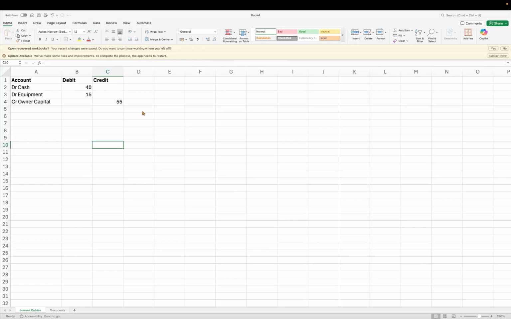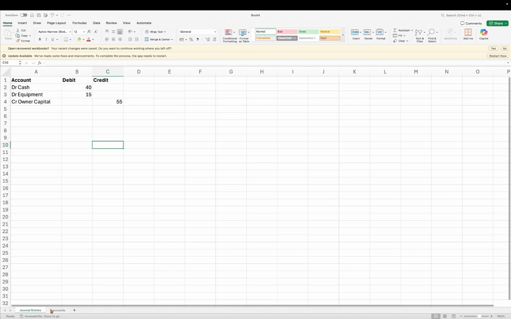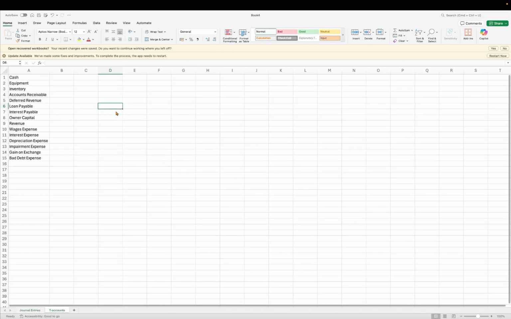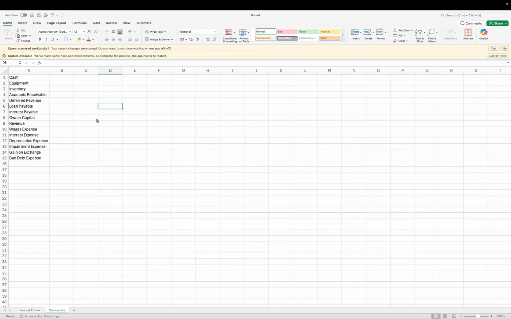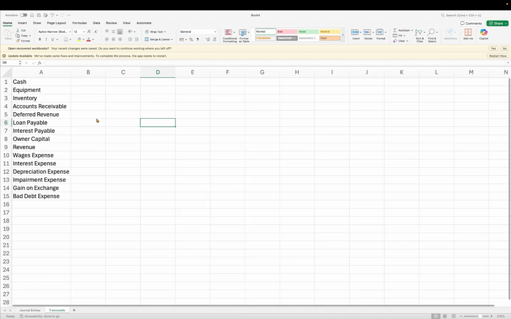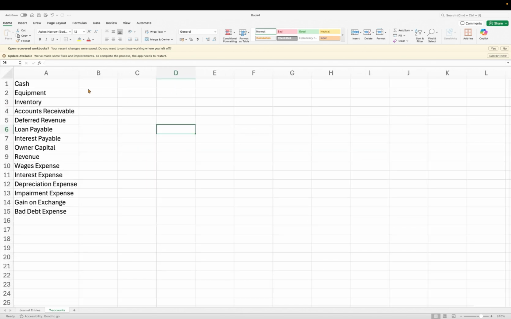So now I will post the first debit from the journal entry to the ledger, meaning to the T account. So we'll go to the account. Let me make it bigger. We've got cash. The journal entry shows a debit of 40 to cash. Cash is an asset account, and the debit increases the asset. So record 40 on the debit side of the cash T account.